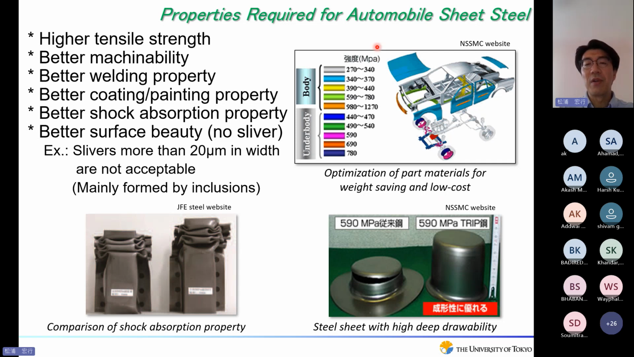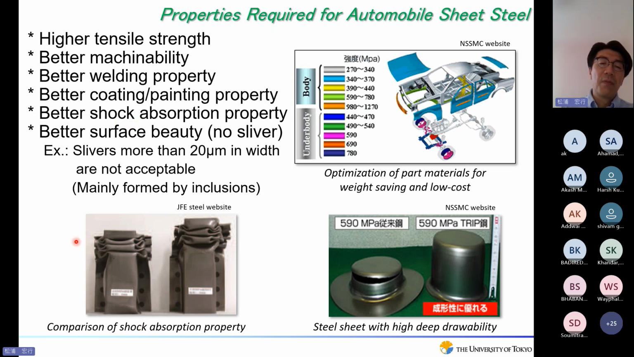Sorry, this is in Japanese, but it shows the tensile strength of the steel materials. One automobile is made by combining so many kinds of steel products. For example, when we only see the tensile strength, you can find everything from very soft materials to very high strength materials, and many parts are produced from many types of steels. The properties required for automobile sheet steels are summarized like this. Of course, sometimes we need a higher tensile strength, but on the other hand, sometimes we need very soft materials. Sometimes we need better machinability, better welding properties, better coating or painting properties, and sometimes better shock absorption properties are required.